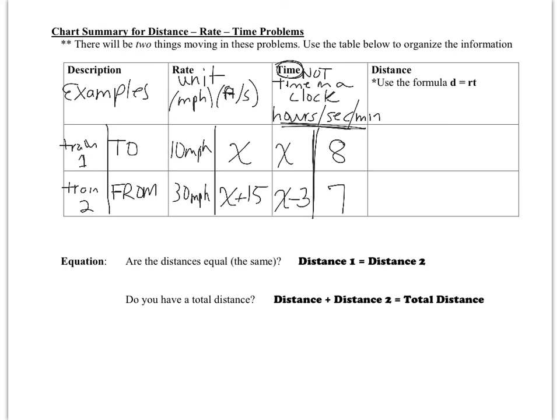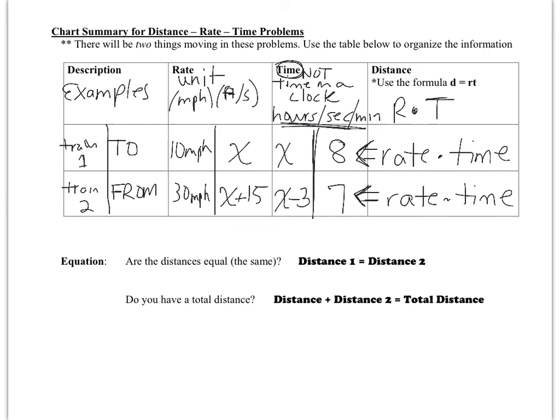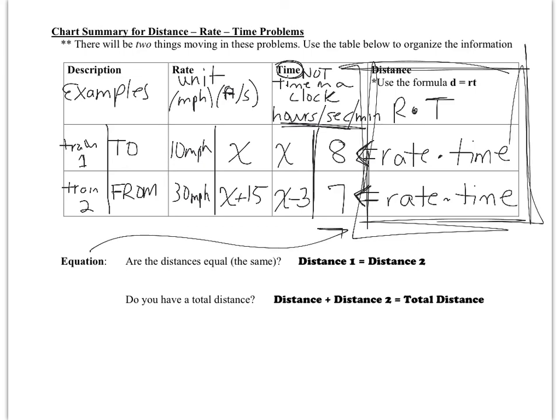And then this last column, you are always, always, always doing the rate times the time of each person, place, thing, train, to, from, whatever. So here, it's always going to be the rate times the time from what you have in the beginning of the chart. The whole point of filling out the beginning of the chart is so that we can get an expression for the distance. Okay? Now, once you have the chart filled out, you're always going to use the distance column for your equation.